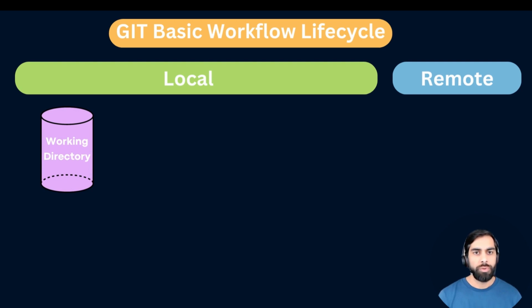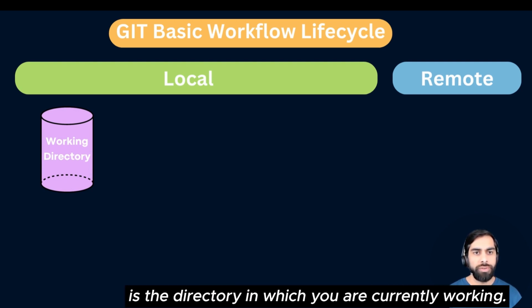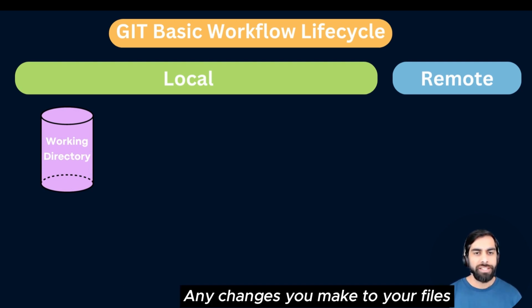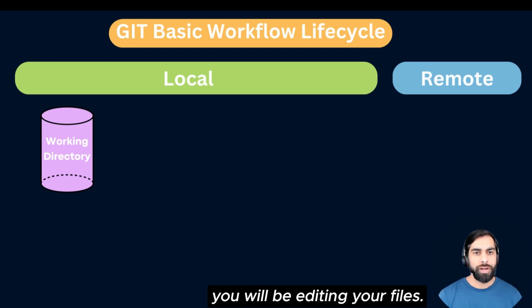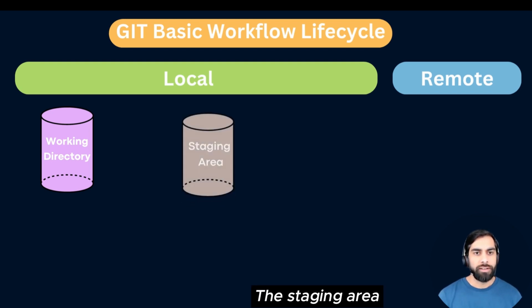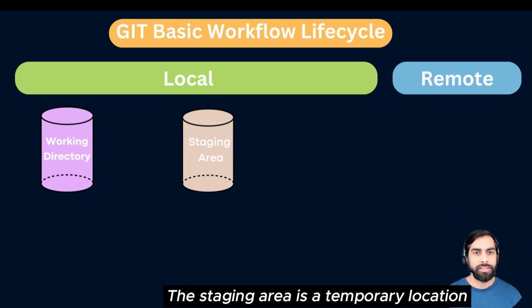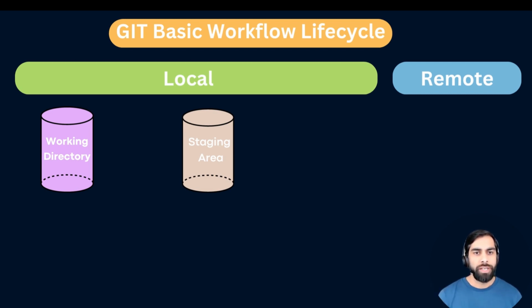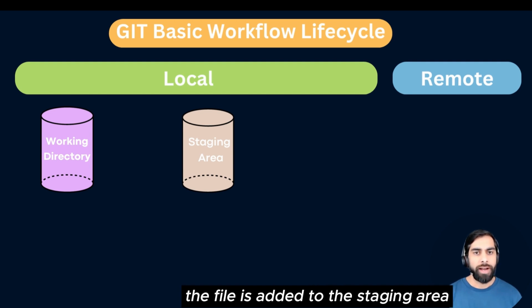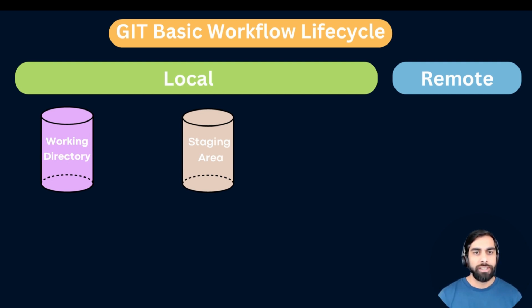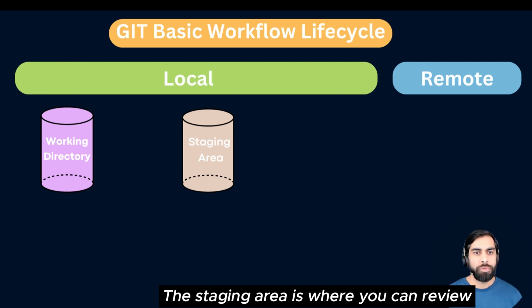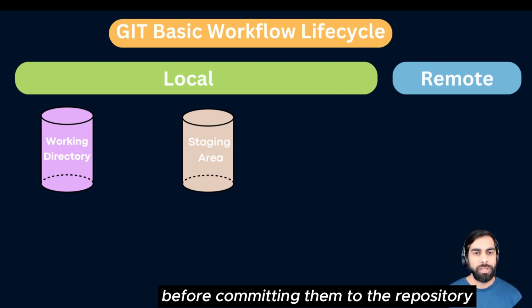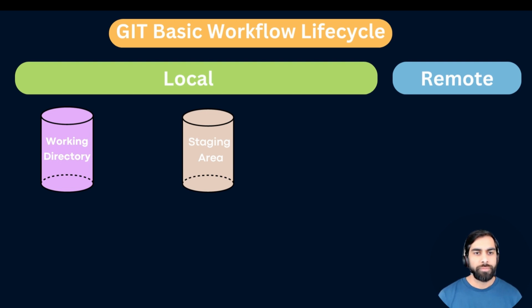Working directory. The working directory is a directory in which you are currently working. Any changes you make to your file are stored in the working directory. The working directory is where you will be editing your files. Staging area. The staging area is a temporary location where files are kept for the next commit. When you run the git add command, the file is added to the staging area. The staging area is where you can review your changes before committing them to the repository.